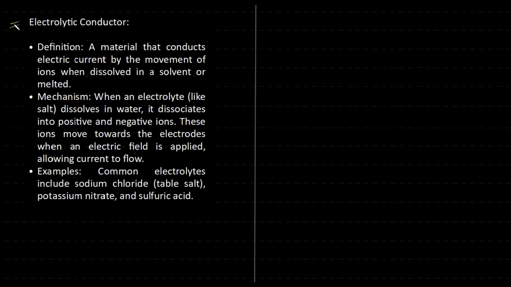You guys have heard of this term, electrolyte. So we are having a conductor based on that. Basically it's to do with ions. It is a material that conducts electric current by the movement of ions. So how does it work? Well, when we have an electrolyte dissolved in water, we have the positive and negative ions. These ions move towards their respective electrodes, allowing the flow of current. Basically, movement of charges.